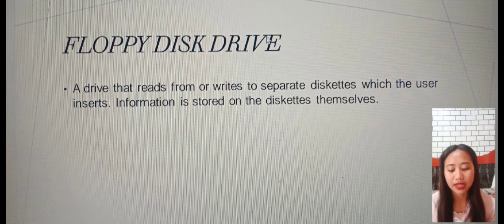So number 7, floppy disk drive. It is a type of storage device that was commonly used in computers during the 1980s and 1990s. It consists of a thin, flexible plastic material coated with a magnetic barrier. Floppy disks come in different sizes, with the most common being 3.5 inches.